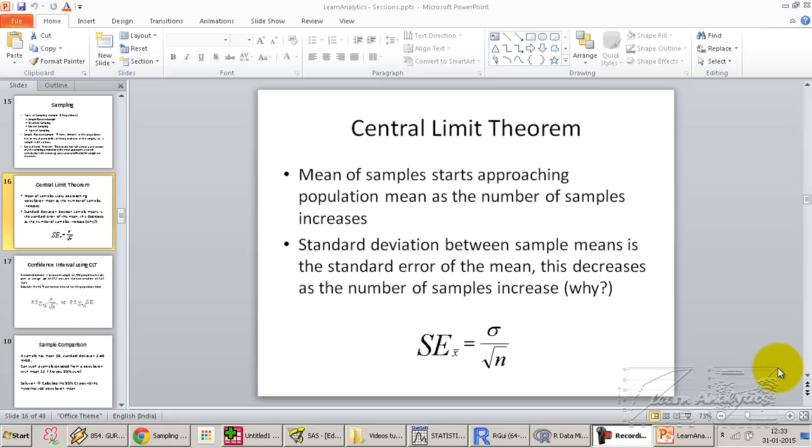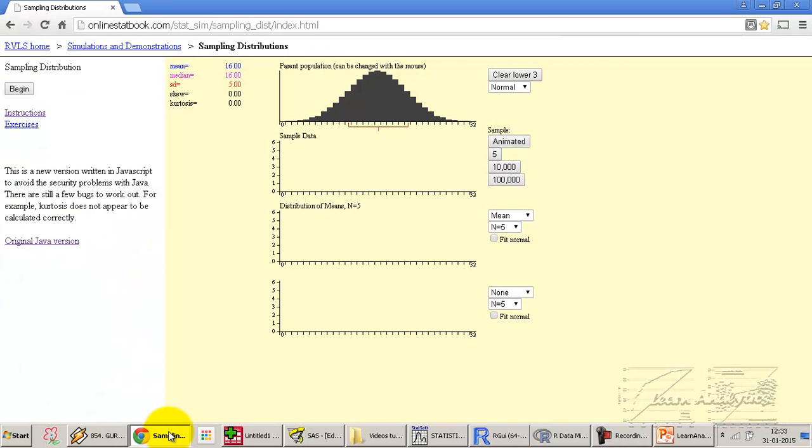We have a very innovative exercise on an experiment done on the central limit theorem, and I'm going to take you to this website which shows this very conveniently in an easy to understand fashion. So this is the website over here. You can find this link in the descriptions.